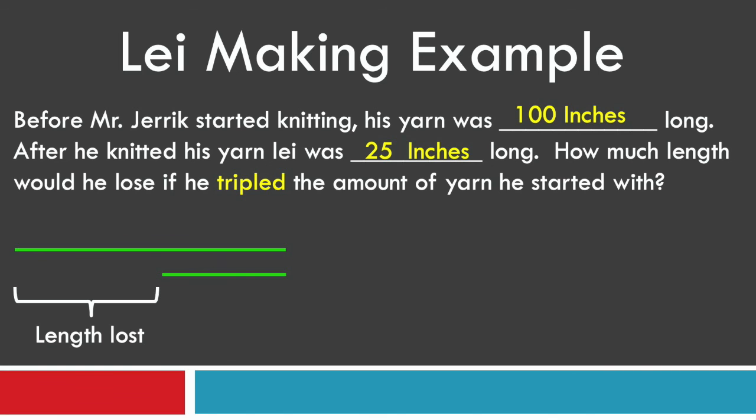So using our parentheses, like we said, we're going to take 100, then minus the length that it is now, but then we want to triple it. So we times by 3, and we would get 225.